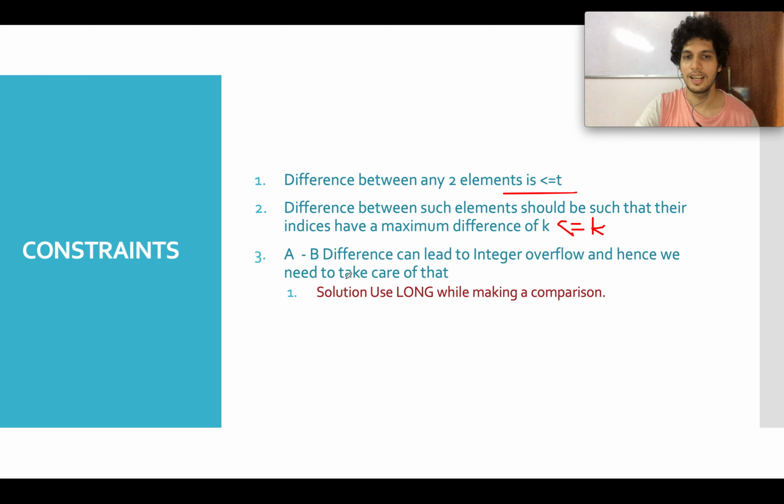The third thing is that we would have to take a difference between two numbers. Suppose one number is 2 and the other number is minus 2, then the difference between these two can exceed the integer range, and hence may lead to an integer overflow, which will give us false results. So you need to be very careful in questions where you have to do subtraction or addition, because this can lead to integer overflow and your solution won't pass. How can we solve this? We can use long while making the comparisons.